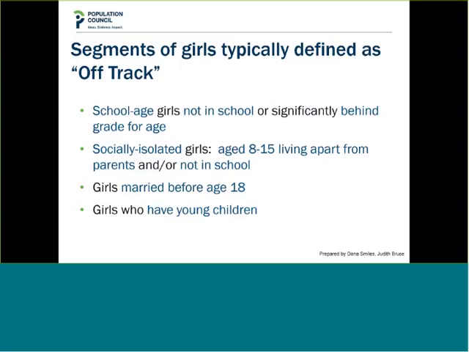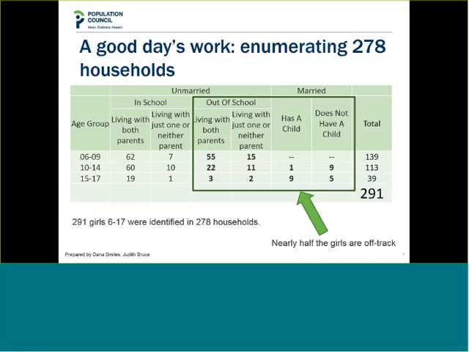What are some segments of girls that are typically defined after the girl roster results have come in? So these often include school-age girls who are not in school, or school-age girls who are significantly behind grade for age, often behind 2 grades or more for their age. Girls who are socially isolated, aged 8 to 15, living apart from parents or not in school. Girls who are married before the age of 18, as well as girls who have young children. And they can also be any combination of these items that I just listed.